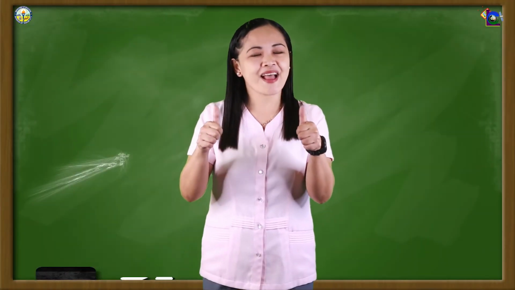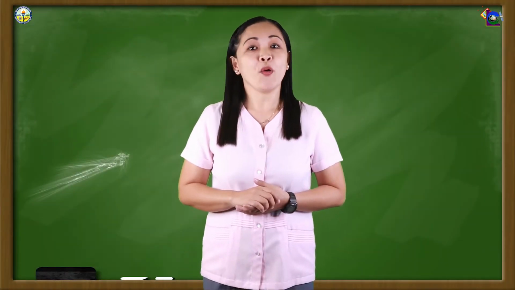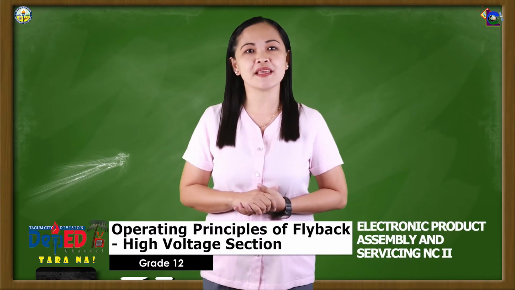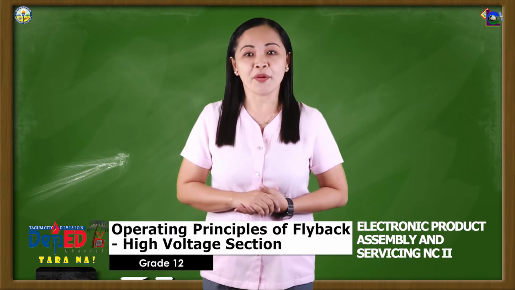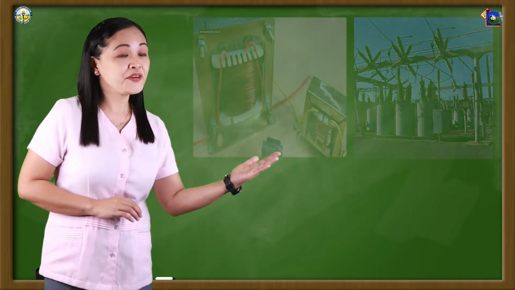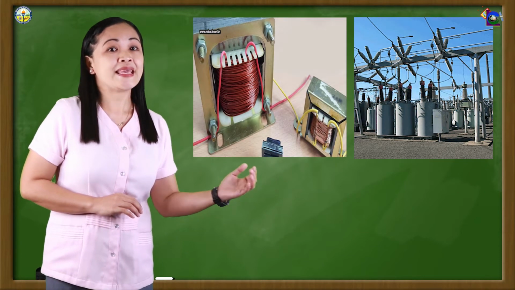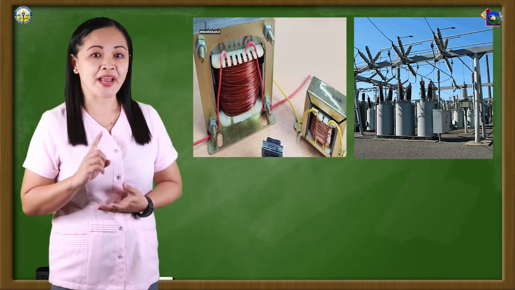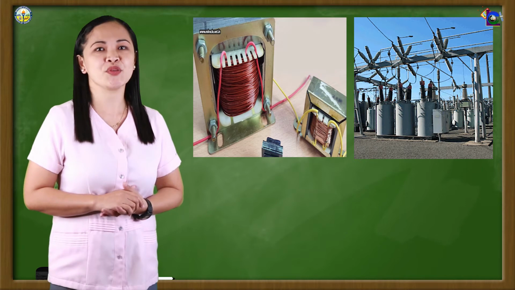Good job, class! I know you can do it! Welcome once again to Electronic Product Assembly and Servicing NC2, Operating Principles of Flyback High Voltage section. Refer to this illustration. Give the brief description of two transformers. Write your answers on your EPAS notebook.